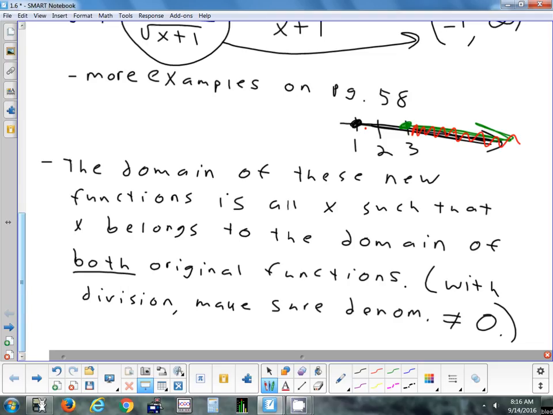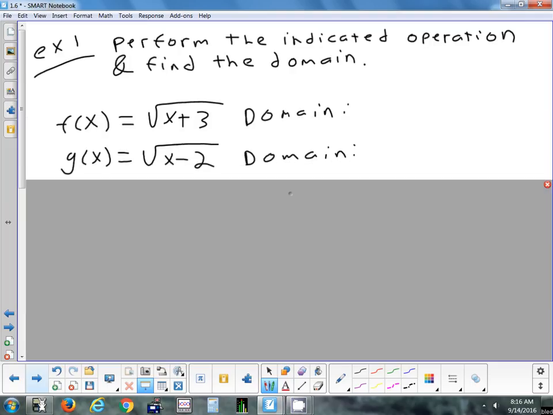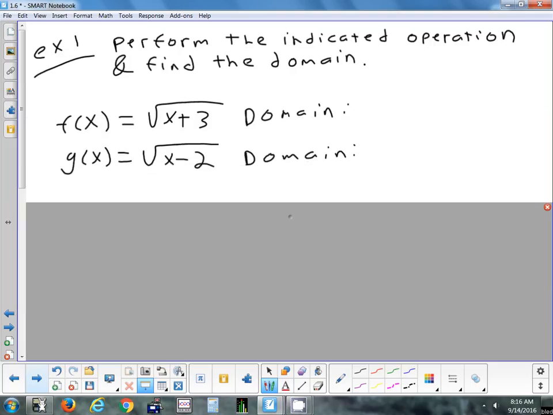Okay, questions on that? All right. So let's look at these two functions. We're going to combine them in different ways. But first, before we combine them, let's just figure out what the domain is of each one of these before we do anything to them.